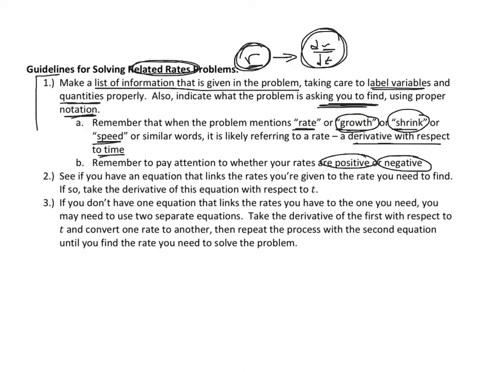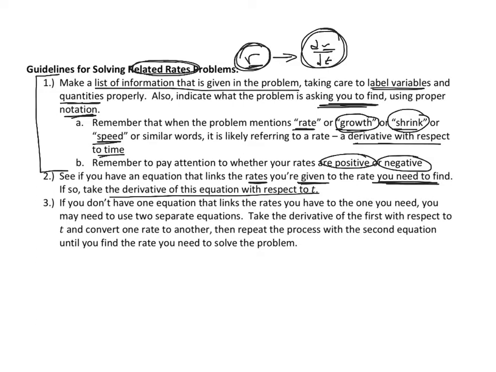So after you finish this first step of making a list of all of the information that's given in the problem and what you need to find, the next thing you have to do is to see if you have an equation that links the rates that you're given to the rate that you need to find. And if so, take that equation and then take the derivative of that with respect to t.